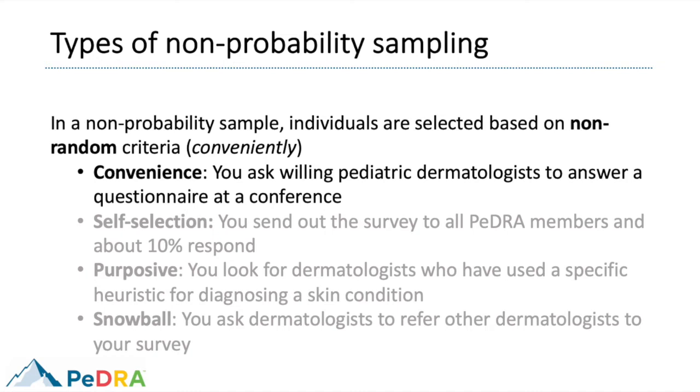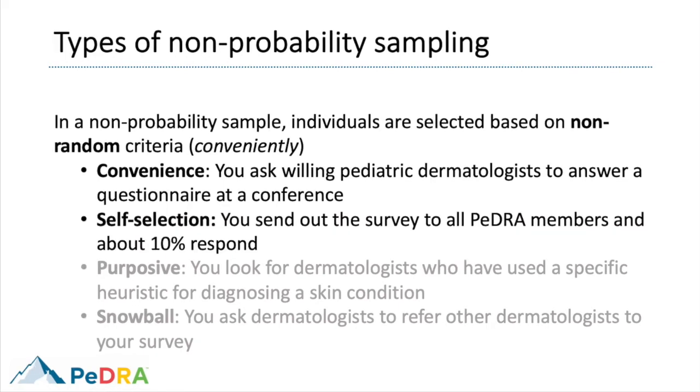You are probably familiar with convenient sampling. It's just like it sounds. You find your sample conveniently, for example, those who are nearby or at the same conference you're attending. Another type of non-probability sampling is self-selection. For example, you send out your survey to all PEDRA members, and about 10% respond, and they've self-selected to be the respondents.